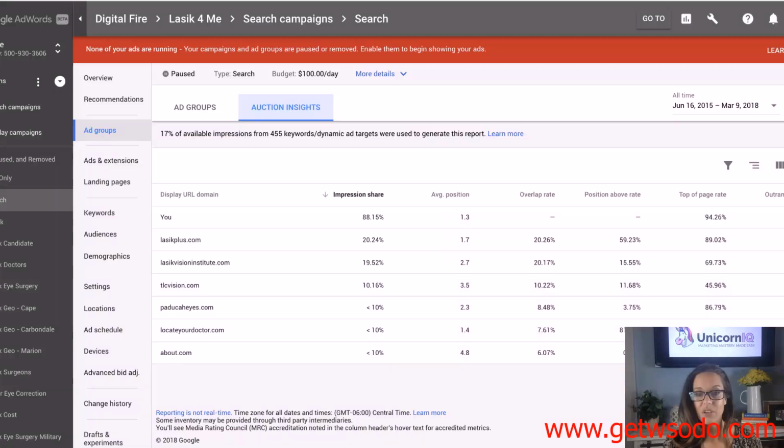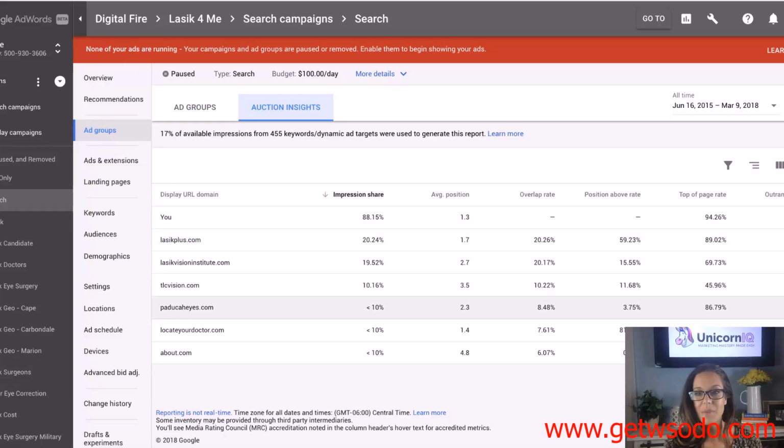I really like looking at this information. It's very helpful. Basically it's showing you at the top, in the top row, your performance information here. And then down below, it's going to list out all of your top competitors.